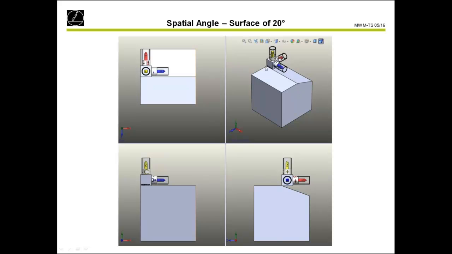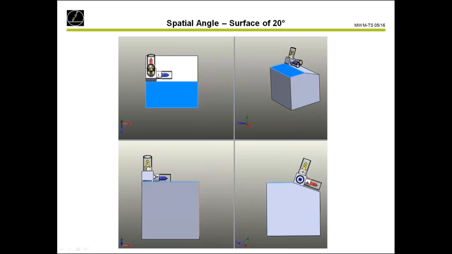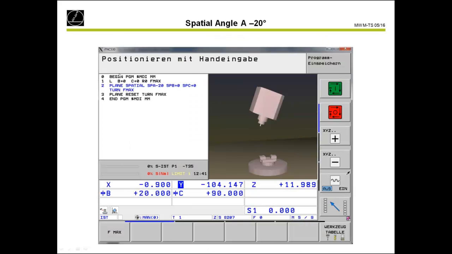At first we make a datum shift to the beginning of the surface, and the next step we tilt our coordinate system on the surface, and then we can start working on the tilted surface. Programming this value, we can use the NC sentence plane spatial, SPA minus 20. We will talk about the definition later.